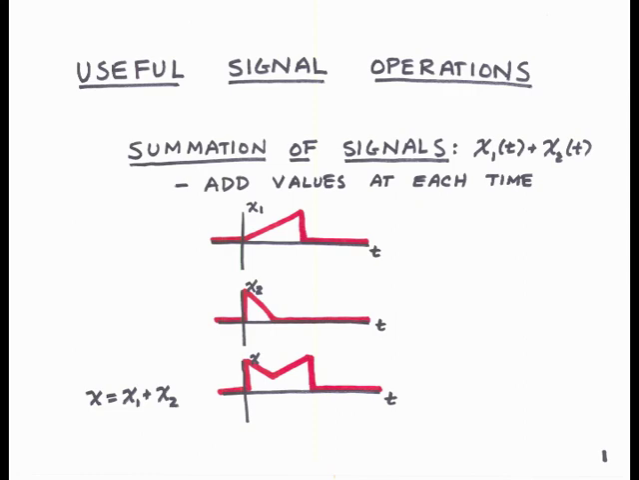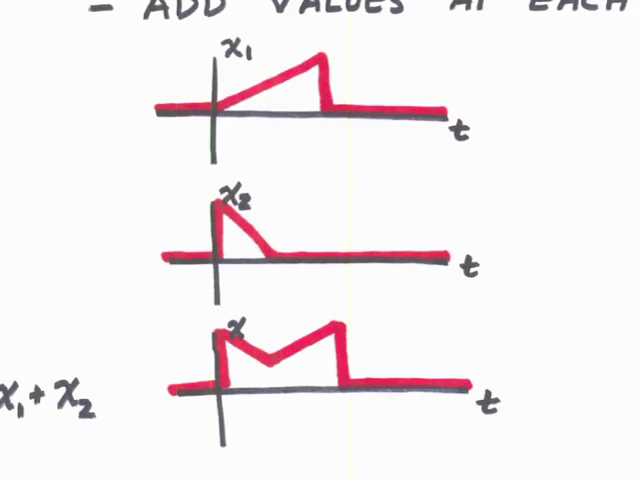And what I want to emphasize is the summation of signals means simply adding their values at each and every time. So to find the value of x at time 1, we take the value of x1 at time 1 and add to it the value of x2 at time 1. So consider the graph shown here at the bottom. I'm showing x1, x2, and then their summation, x.